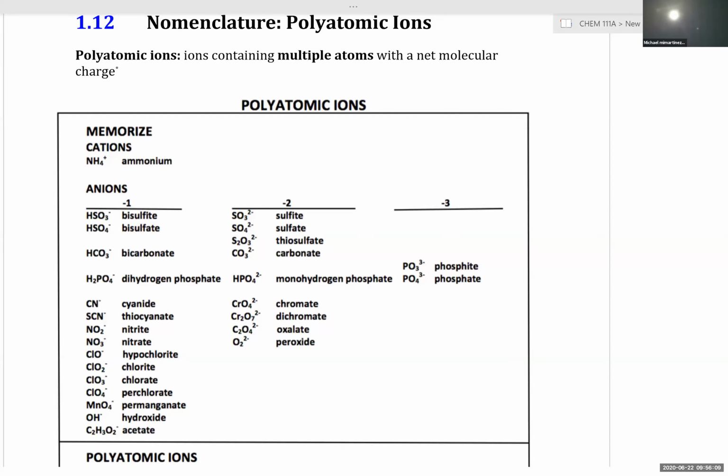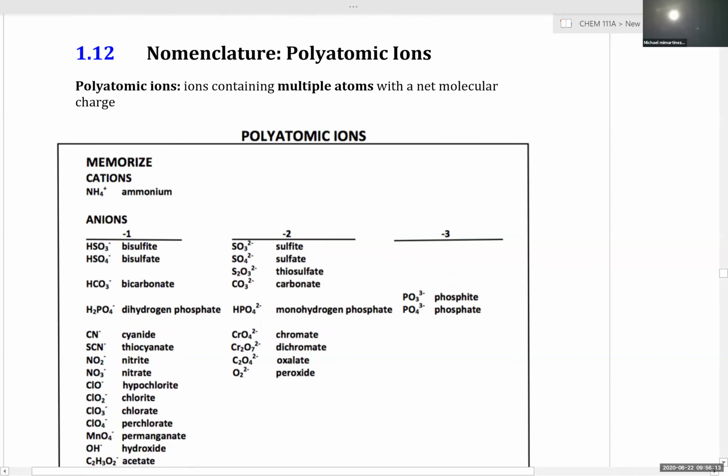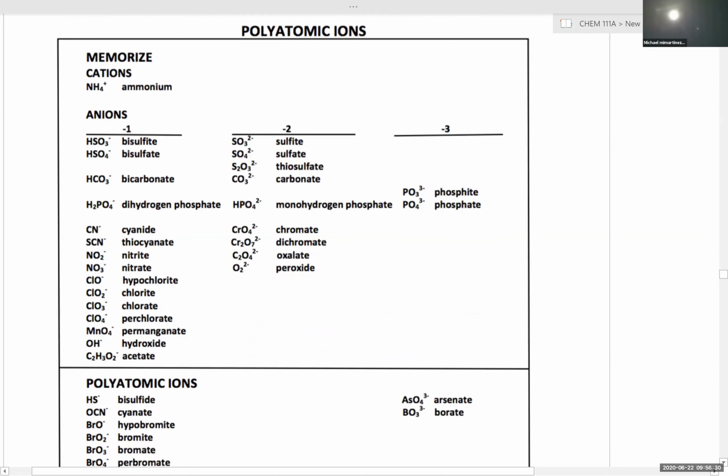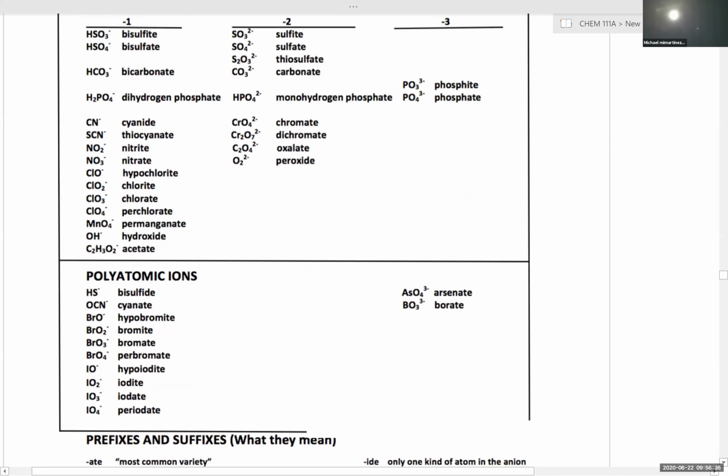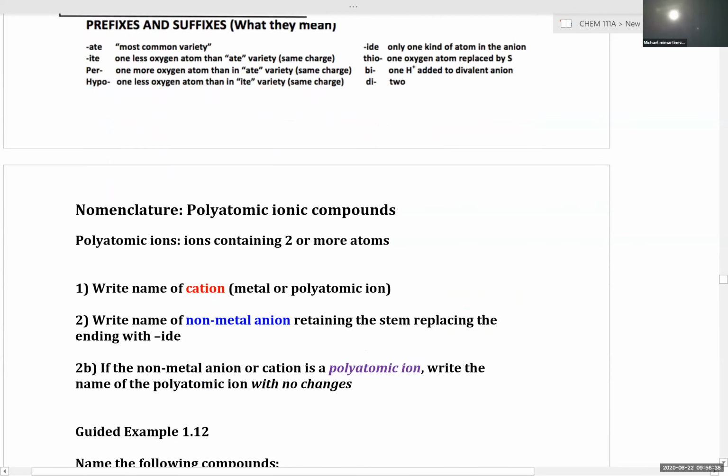Okay, so when we last left off, we were discussing the nomenclature of compounds that contain polyatomic ions. Just as a refresher, polyatomic ions are ions containing multiple atoms with a net molecular charge. I gave you this list of polyatomic ions that you needed to memorize, each with distinct charges. We'll be using these throughout this next section and throughout this chapter.